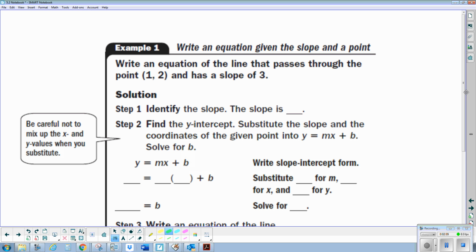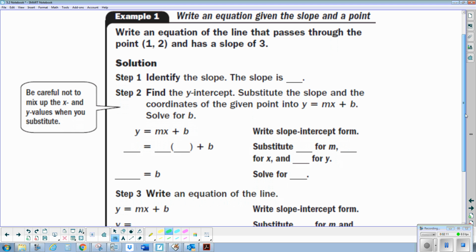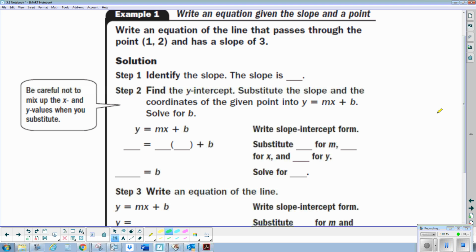So let's look at this first example. In this first example, we are not given the y-intercept, so we have to find it. We are given the point (1, 2) and the slope of 3. The point (1, 2) is our x and our y coordinate. The slope of 3 is our m. We can make a list of the things that we know so far: x is 1, y is 2, and slope is 3. We're going to use these 3 things to plug into our slope-intercept form, which is y equals mx plus b.